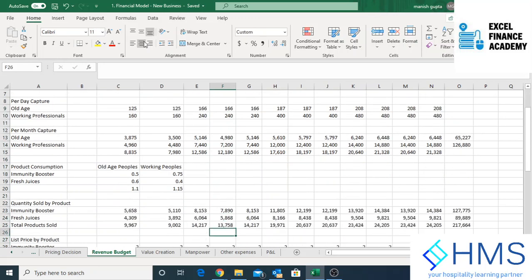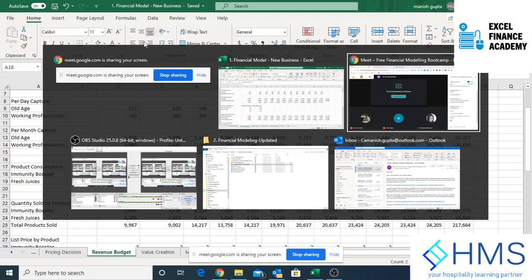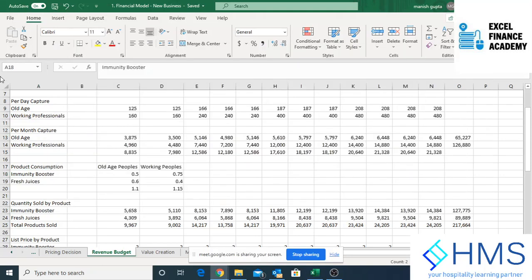And then we said, okay, how many items each market segment will be purchasing. Since we are taking only two products here, we can easily see that if the old age people, half of them will take immunity booster, and maybe 60% of them will take fresh juices, which means some of them may take twice, which is fine. And then the working professionals will mostly focus on immunity booster, and some on the fresh juices.